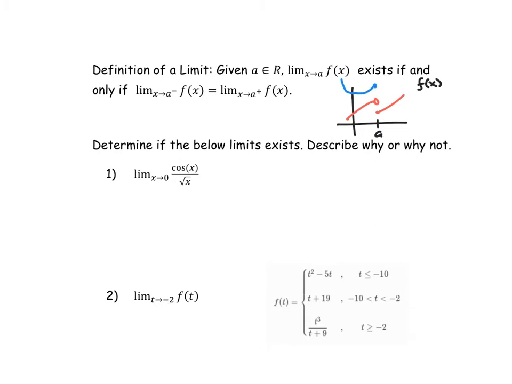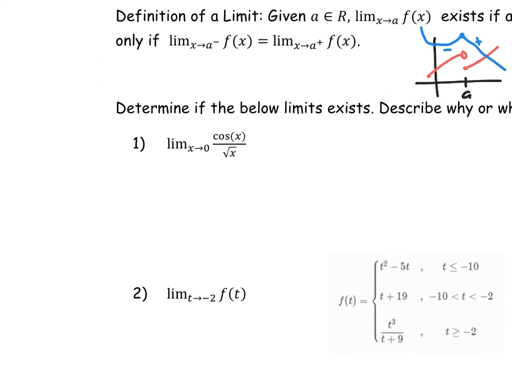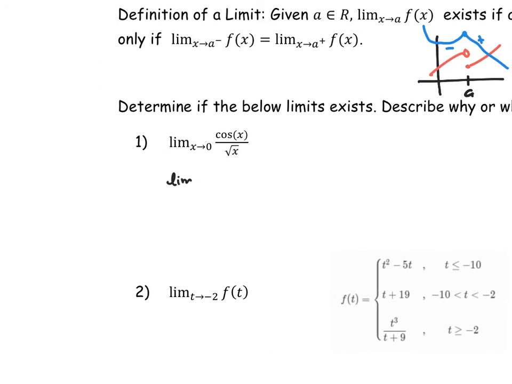Now here would be an example of this working out. From the right, you can see, and from the left, you can see that they are, as x approaches a, equal to each other. Okay, so determine if the below limits exist. Describe why or why not. So what I want to do is take the limit as x approaches 0 from the left and the limit as x approaches 0 from the right for this function. I'm going to call this thing f of x, cosine of x over square root of x.